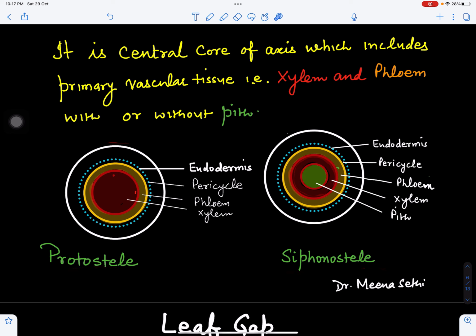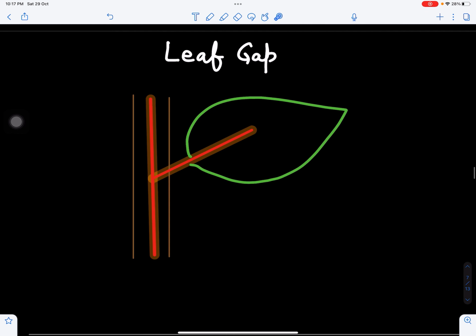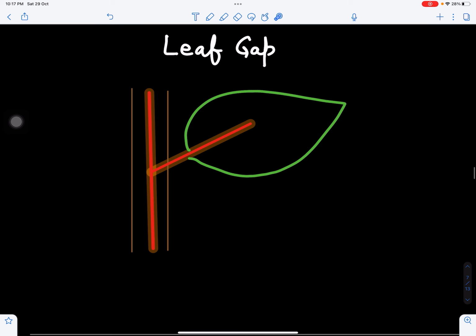So stele is the central core of axis which includes primary vascular tissue, xylem and phloem, which may have pith or which may be without the pith. Now, to understand the evolutionary process of a stelar system, we must know what are leaf gaps. Like this is the stem vascular tissue and this is giving supply to the leaves which are arising from the stem. Now, when vascular tissue is going to the leaf here, and this is diverted like this.